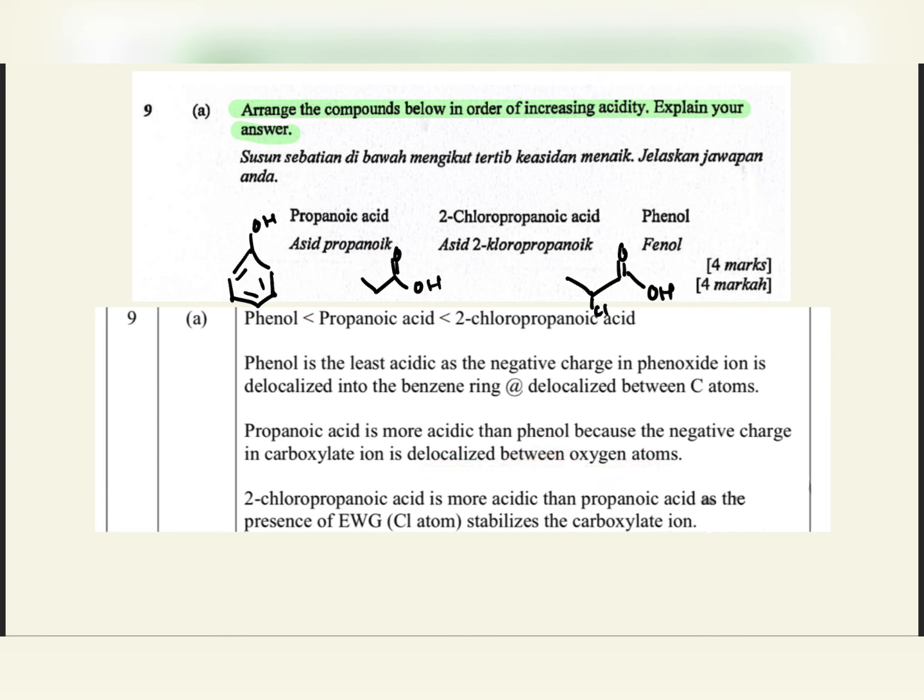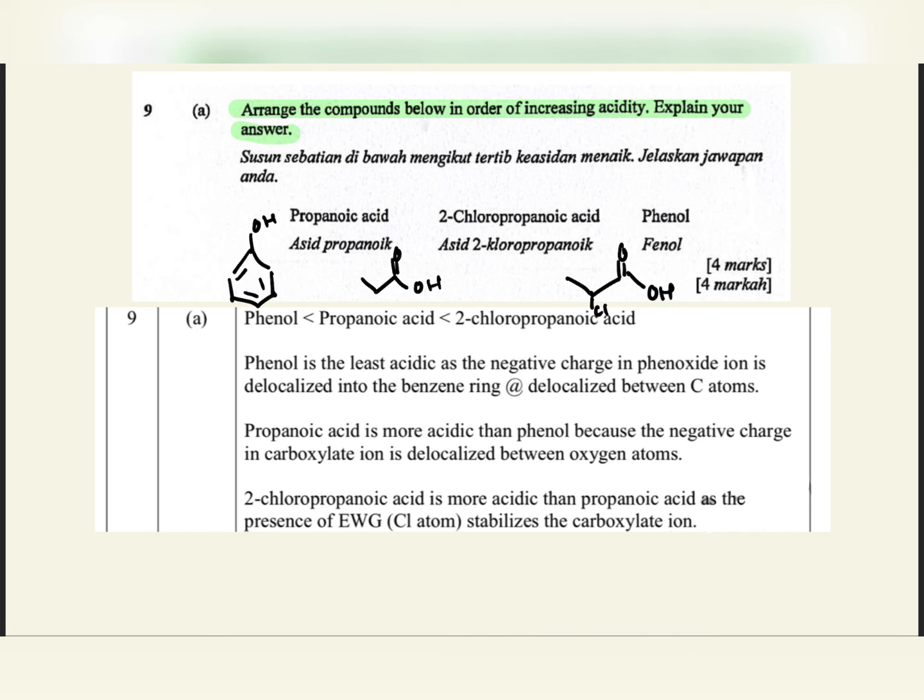And then you have 2-chloropropanoic acid, and 2-chloropropanoic acid, it is more acidic than propanoic acid. Why? Because of the presence of electron withdrawing group ataupun Cl ni. Okay, so Cl dia akan tarik the electron density, so make this OH bond weak and easier to be break. So you akan form a more stable carboxylic ion, and H+ ion pun banyak dihasilkan. Okay, it will stabilize the carboxylic ion.